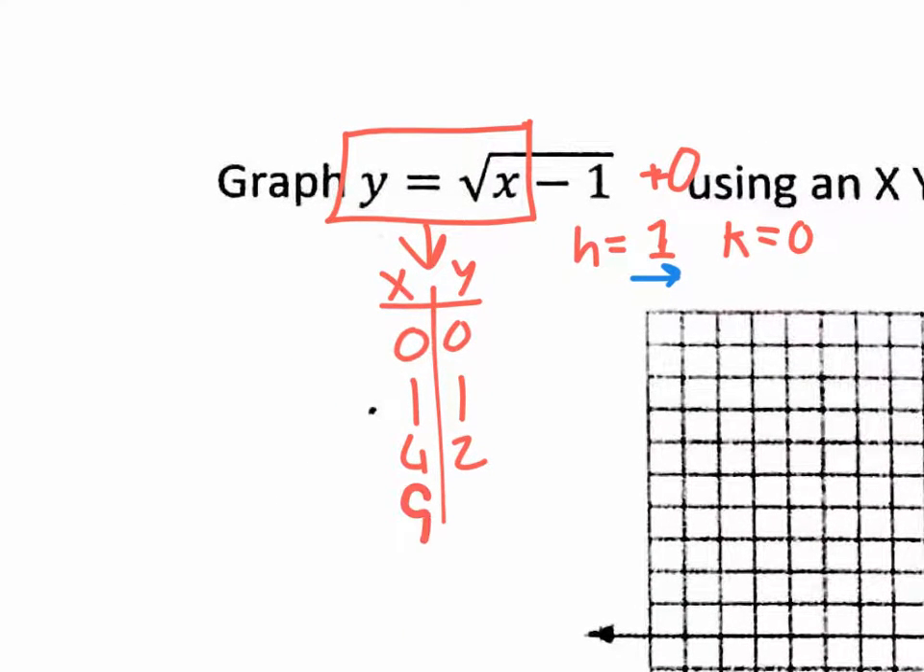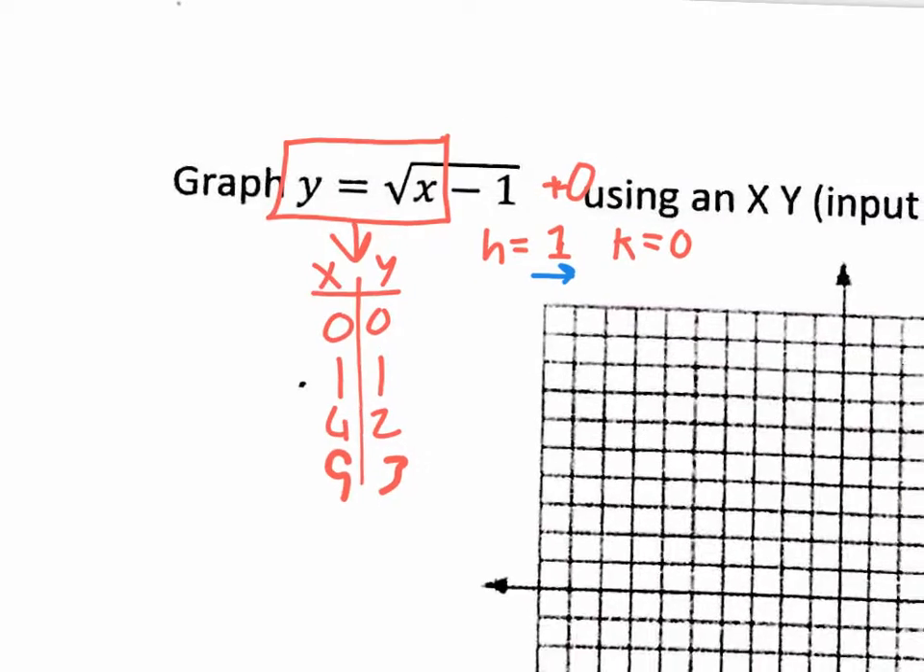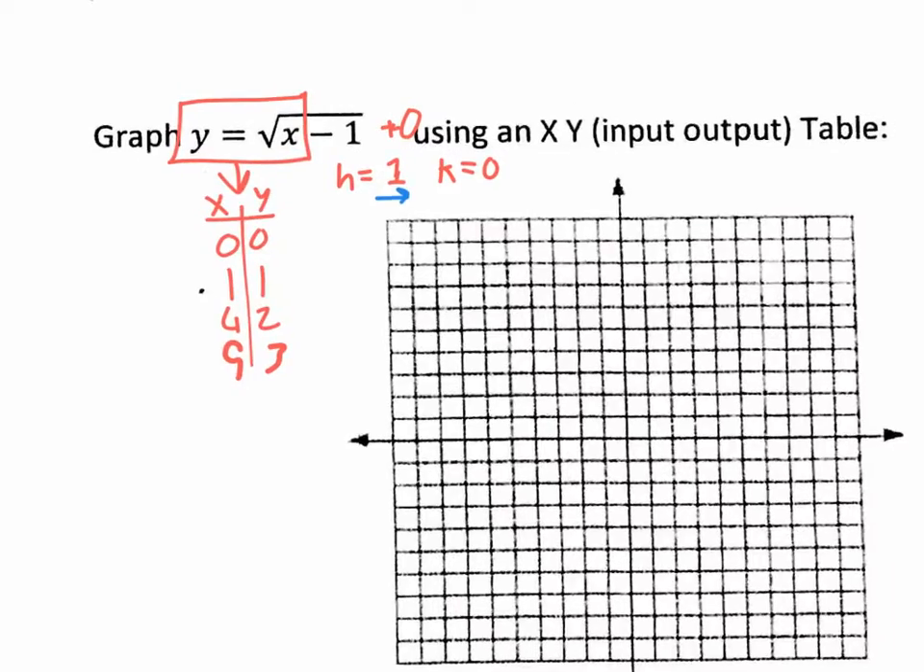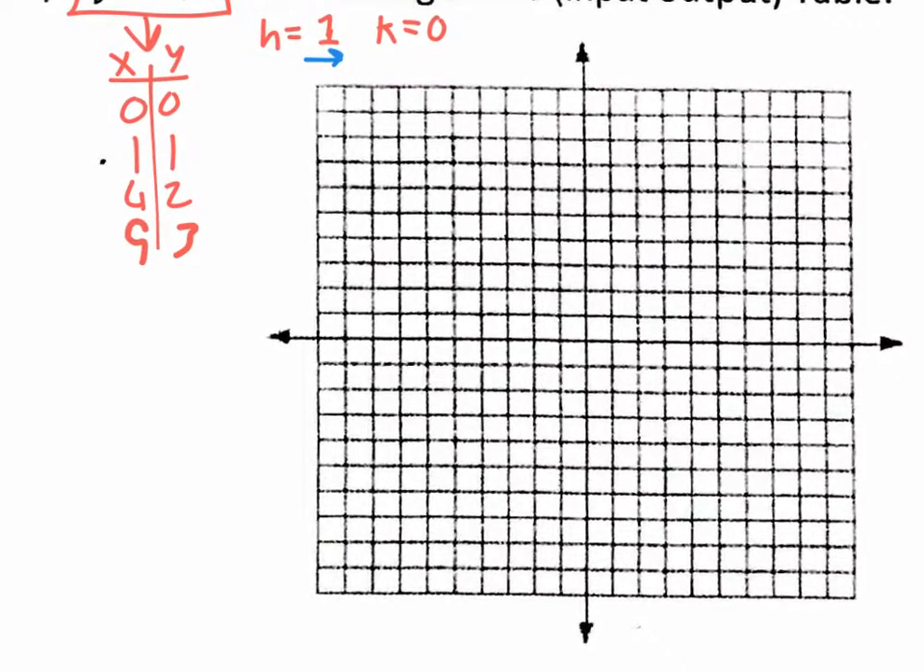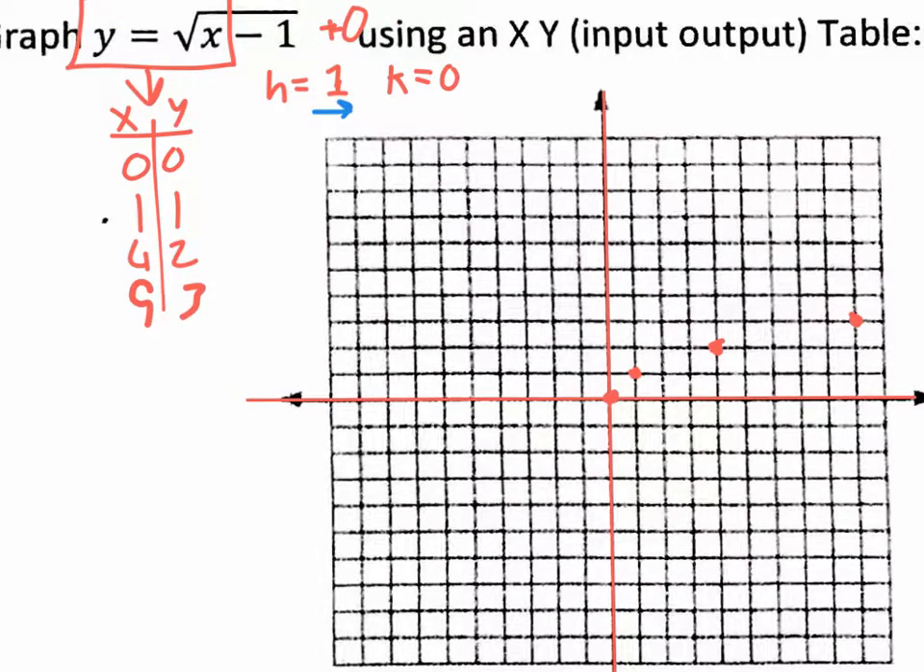And of course, the square root of 9 is 3. So let's graph those coordinates: (0, 0), (1, 1), (4, 2), (9, 3). If I graph those coordinates, we end up with this parent graph curve, but that's not the curve that I want.